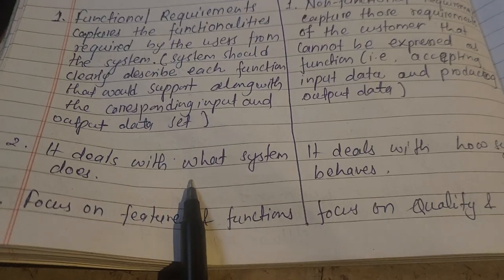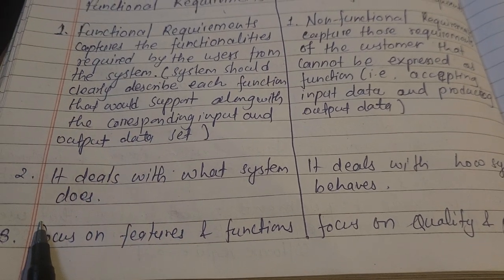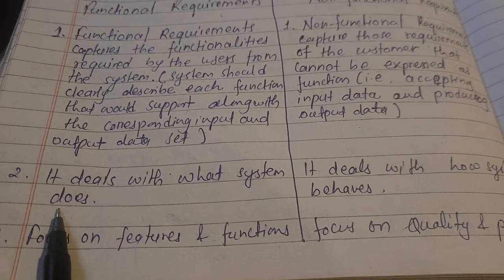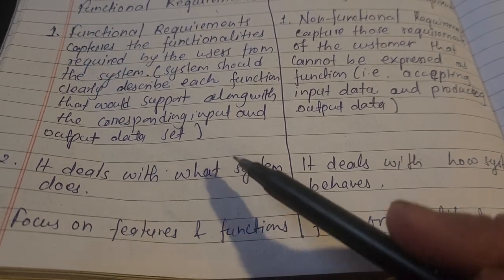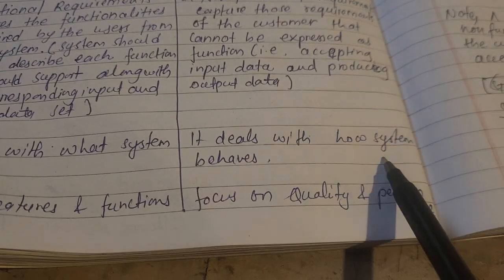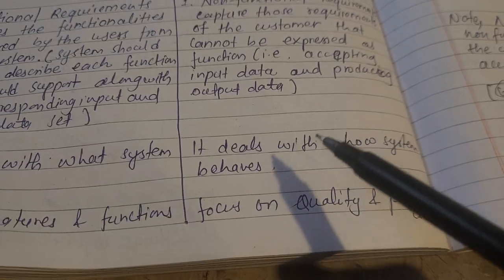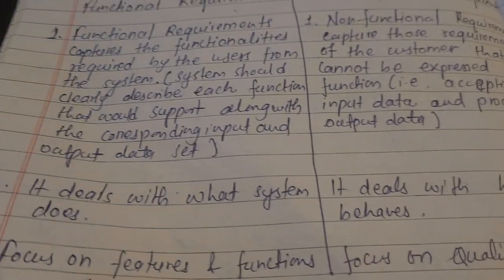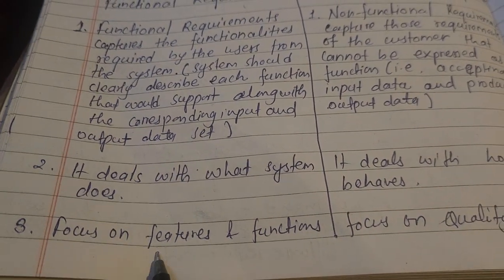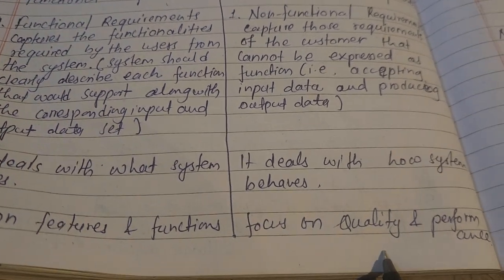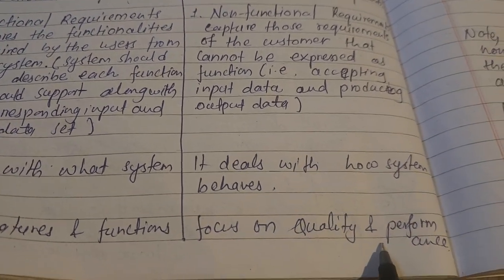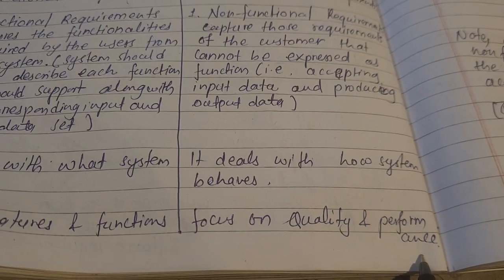Functional requirements deal with what the system does rather than how the system does it. Non-functional requirements deal with how the system behaves. Functional requirements focus on features and functions. Non-functional requirements focus on quality and performance.